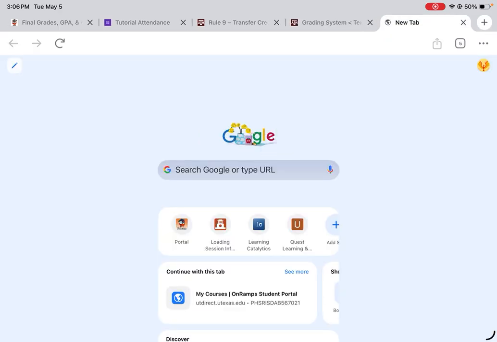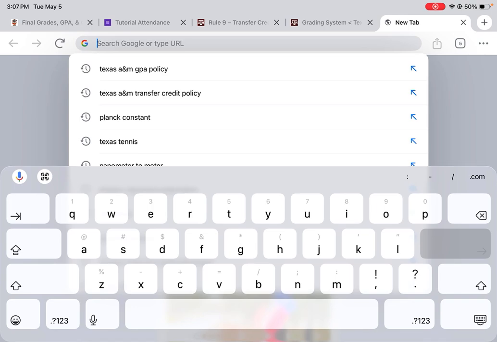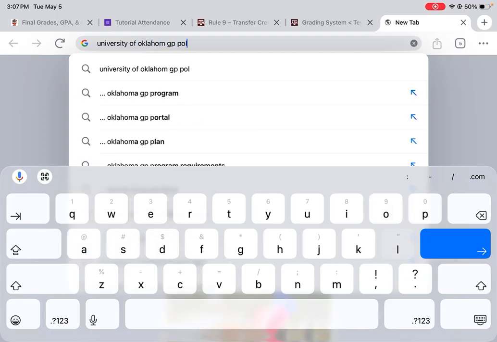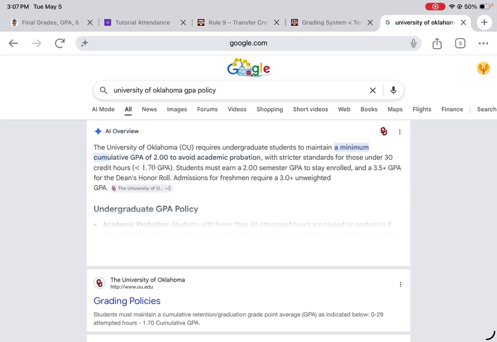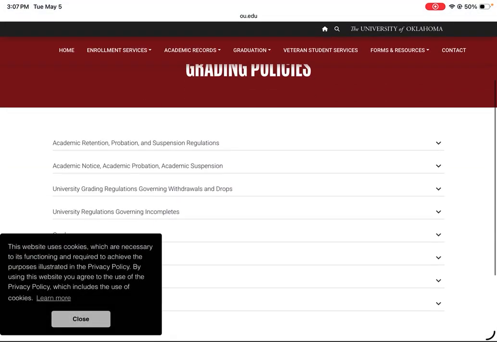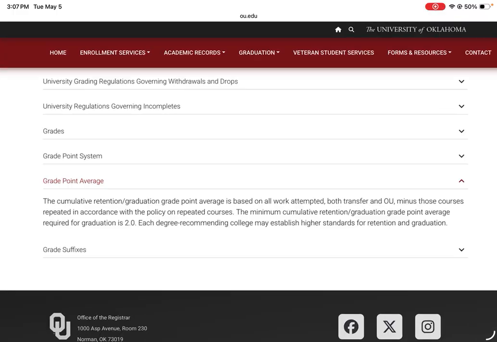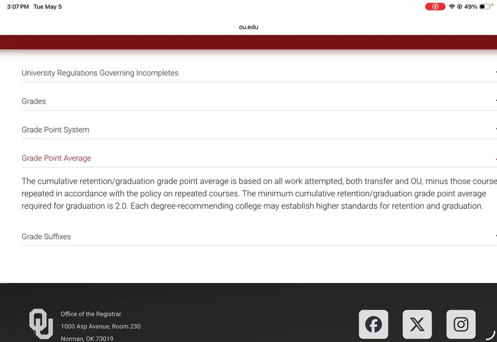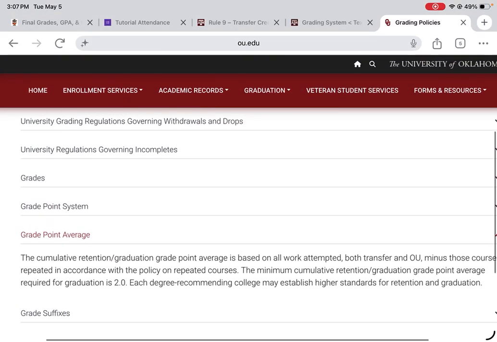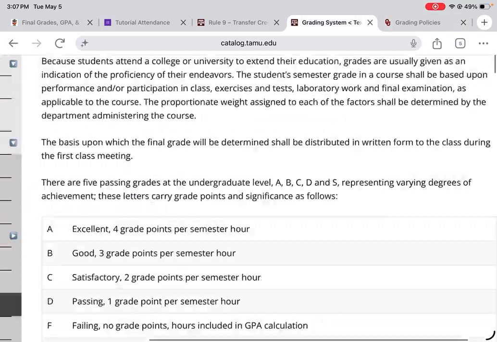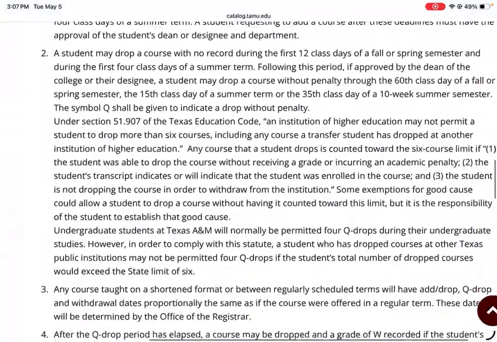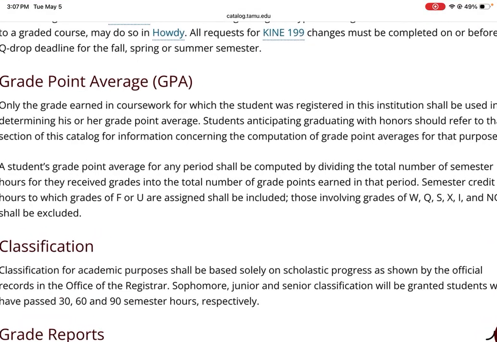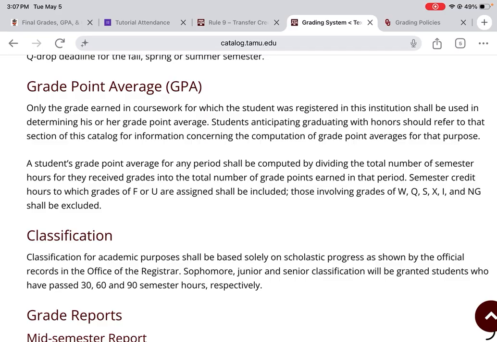I've seen other schools where it does count for the GPA. So if I look up University of Oklahoma GPA policy, oh nice, autocorrect. And then I go to the website because I don't trust the AI. All right, grade point average. It says the cumulative retention graduation grade point average is based on all the work attempted, both transfer and OU. So for Oklahoma, all the transfer credit will count toward the GPA. But for Texas A&M, it does not count for the GPA. So each school is going to be a little bit different in how they take the credit. So A&M does not factor in the class for the GPA.